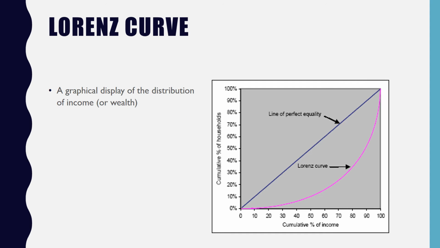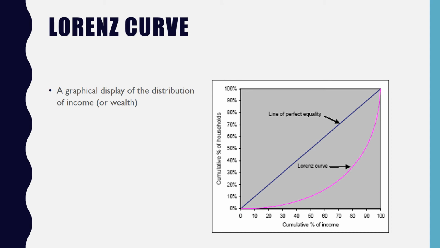The Lorenz curve is essentially trying to do the same thing. This is a graphical representation or graphical display of the distribution of income. In this case, you could change the x-axis. Instead of it being a percentage of income, we could have that be a percentage of wealth. The idea here is that you have this line of perfect equality, so that's what it would look like. You'd have this perfectly sloping 45-degree angle, basically.